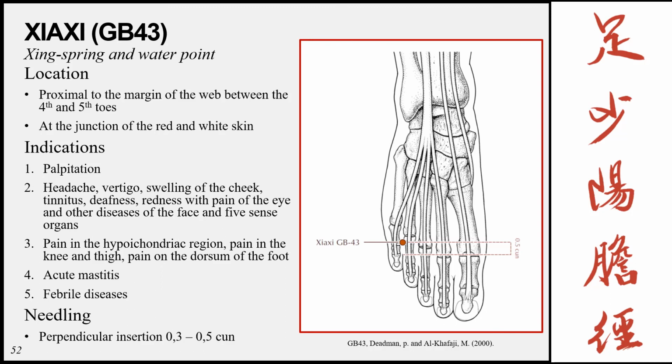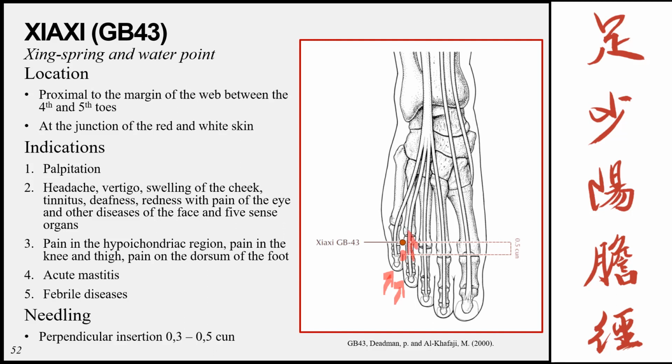The next point is XIAXI, GB43. This is the ying-spring and water point of the meridian, and is located proximal to the margin of the web between the 4th and 5th toes. So here's the 4th and 5th toes on this image, and here's the web between them. We're proximal, which means towards the center, so it's this direction, and we're at the junction of the red and white skin.